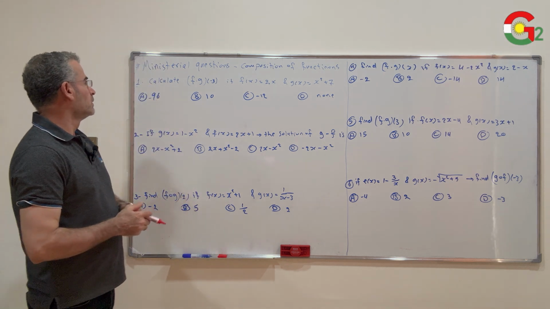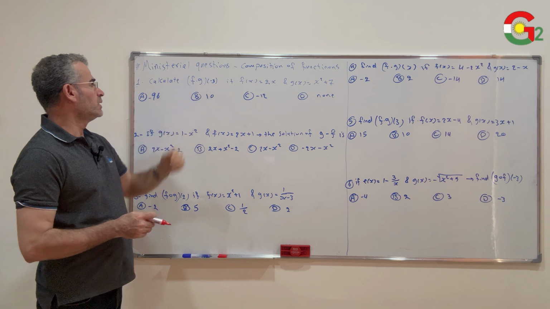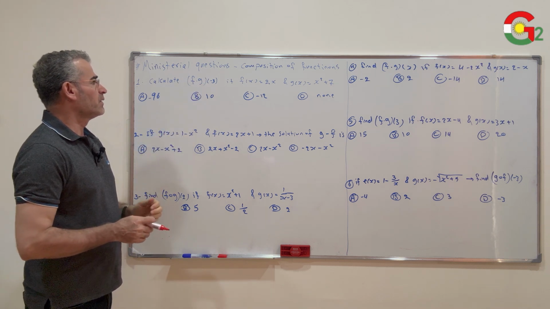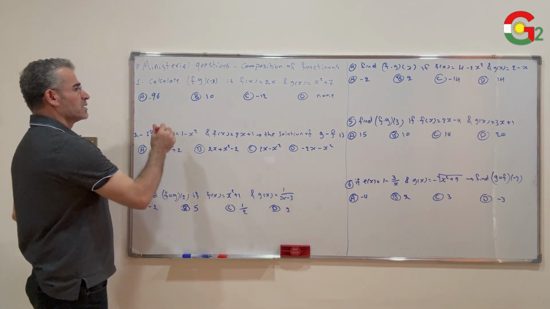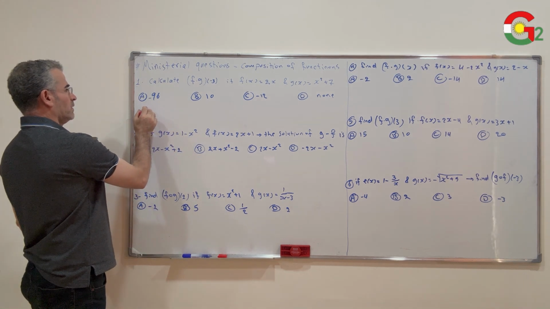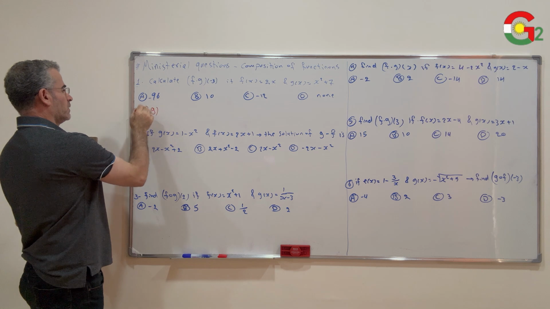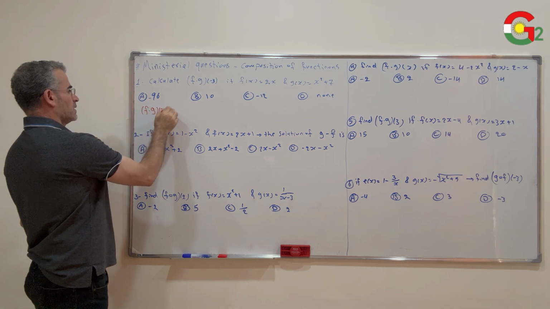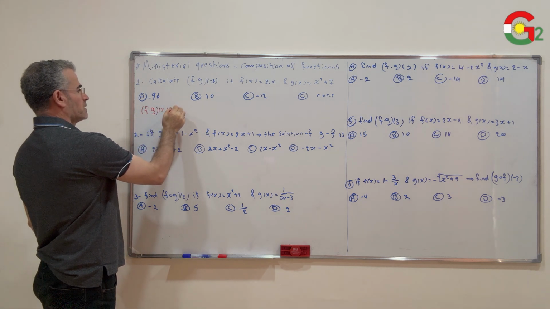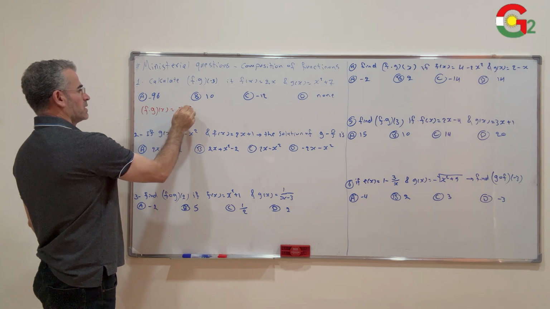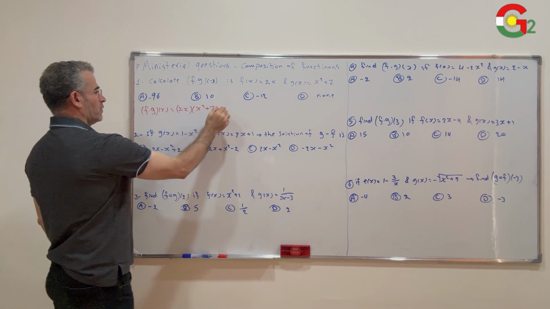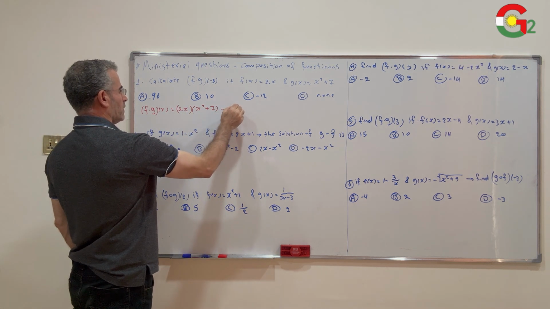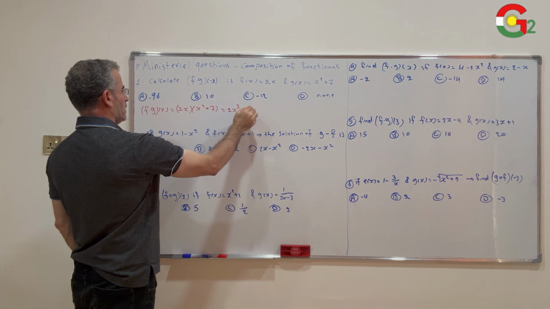Question number 1. Calculate f dot g of negative 3 if f of x equals 2x and g of x equals x squared plus 7. First, I find f dot g of x equal to f of x times g of x. F of x is 2x multiplied by x power 2 plus 7, equal to 2x power 3 plus 14x.